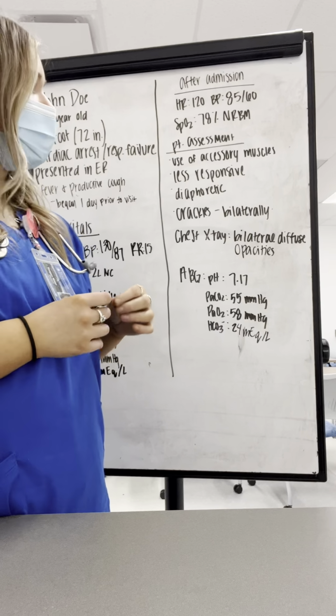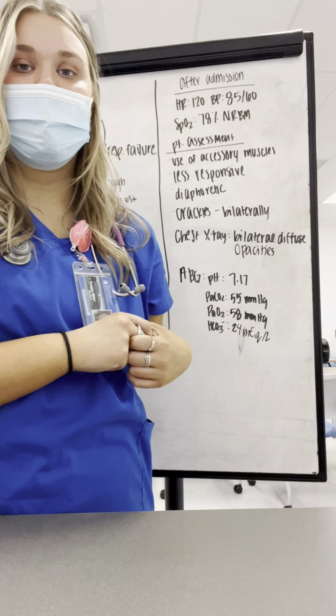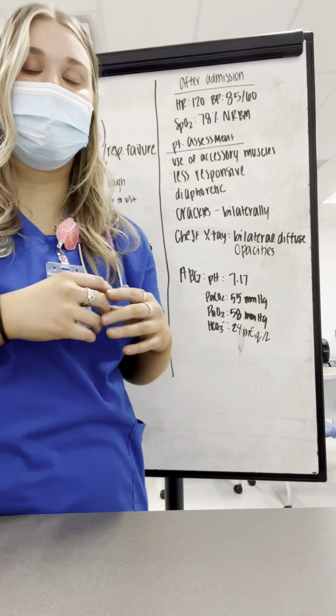In my patient assessment, I noticed that the patient was obviously using his accessory muscles. He was less responsive, diuretic, and there were bilateral crackles in his lungs. His chest x-ray showed bilateral diffuse lung opacities, and his next ABG showed a pH of 7.17, a CO2 of 55, an O2 of 58, and a bicarb of 24. So at this point, we decided that intubation and mechanical ventilation was the best option for this patient.